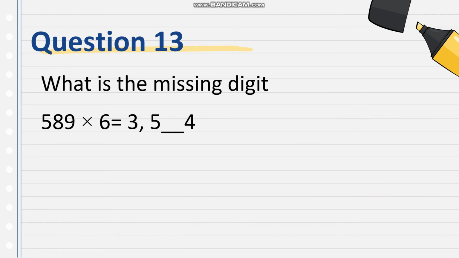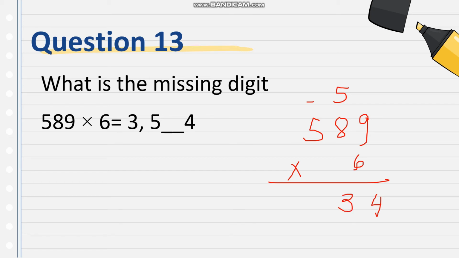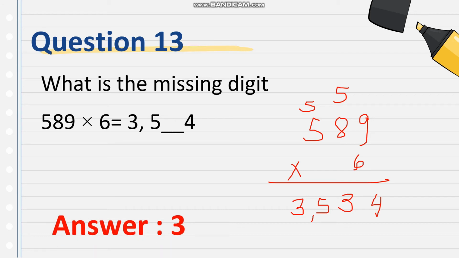Next, what is the missing digit? We have 589 multiplied by 6. So 9 multiplied by 6 is 54, regroup 5. 8 multiplied by 6 is 48. 48 plus 5 is 53, regroup 5. 5 times 6 is 30 plus 5 is 35. So I have 3,534. So the missing number is 3.